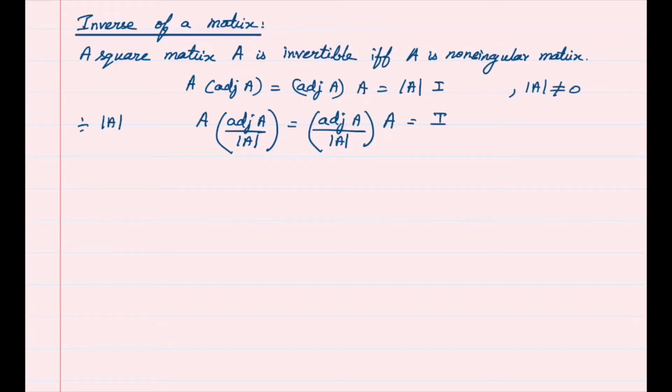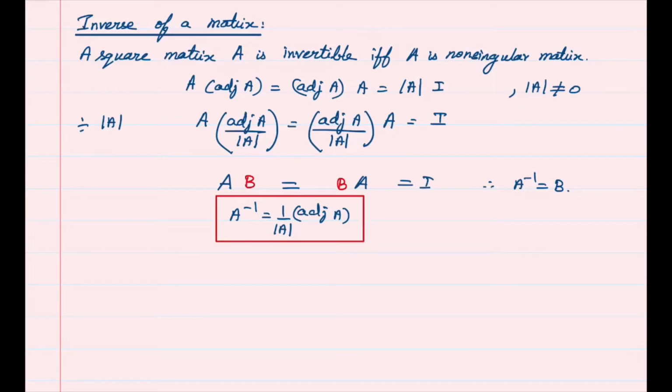Now, we will take this matrix as B. A into B is equal to B into A is equal to I. And we know the definition of an invertible matrix. AB equal to BA equal to I means A and B are inverses of each other. Therefore, A inverse is B matrix, which is adjoint of A divided by determinant of A. This is the formula to find the inverse of a matrix. We find the adjoint of the given matrix A and divide by the determinant value of A.